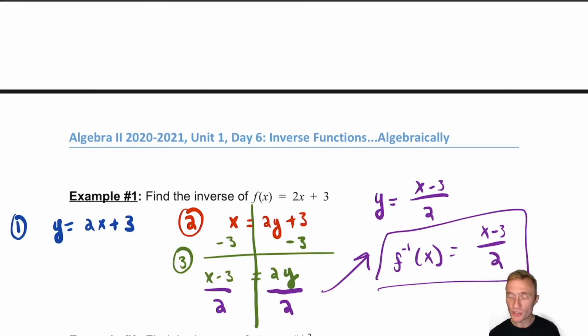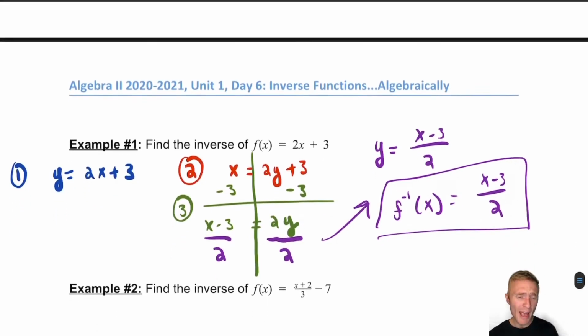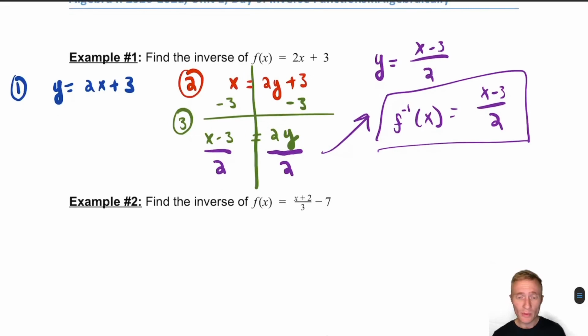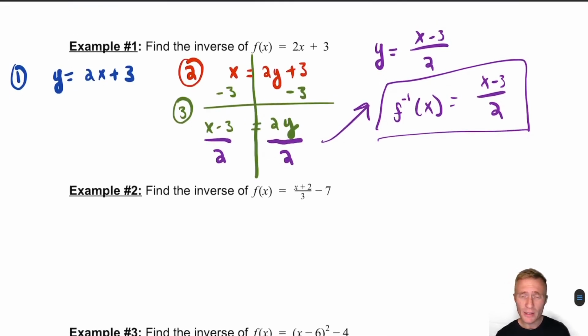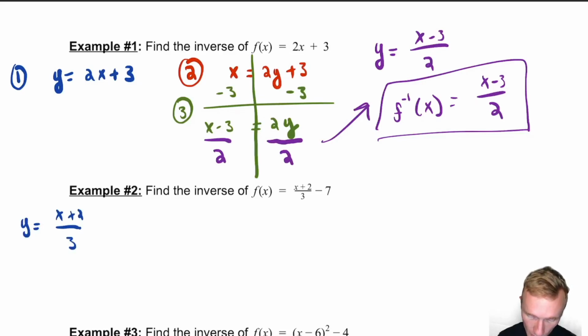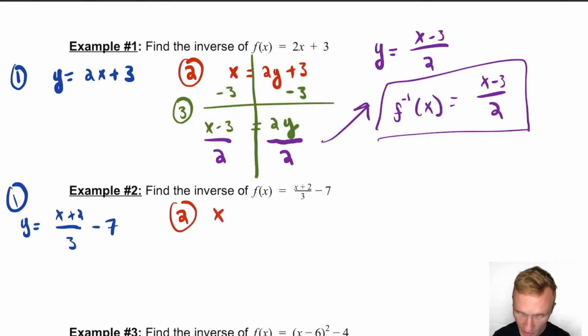I'm going to up the difficulty just a couple times. If we want to find the inverse of x plus 2 over 3 minus 7, same thing. I'll do the same colors to stay consistent here. First, we'll just say y equals x plus 2 over 3 minus 7. That's step 1. Step 2, I'm going to go ahead and swap the x and y values. So x equals y plus 2 over 3 minus 7.